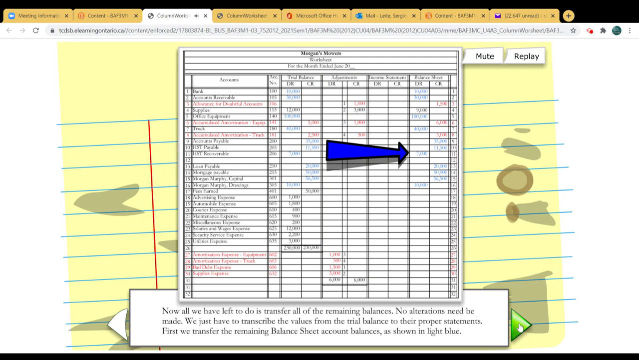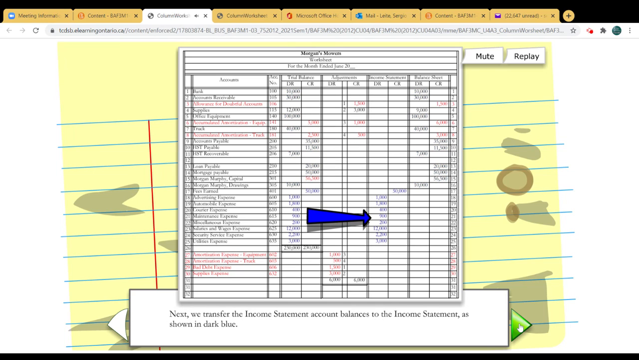Now all we have left to do is transfer all the remaining balances. No alterations need be made. We just have to transcribe the values from the trial balance to the proper statements. First, we transfer the remaining balance sheet account balances as shown in light blue. Next, we transfer the income statement account balances to the income statement, as shown in dark blue. Note, our 4 adjustments involve expenses, so they too must be transferred from the adjustment section to the income statement.